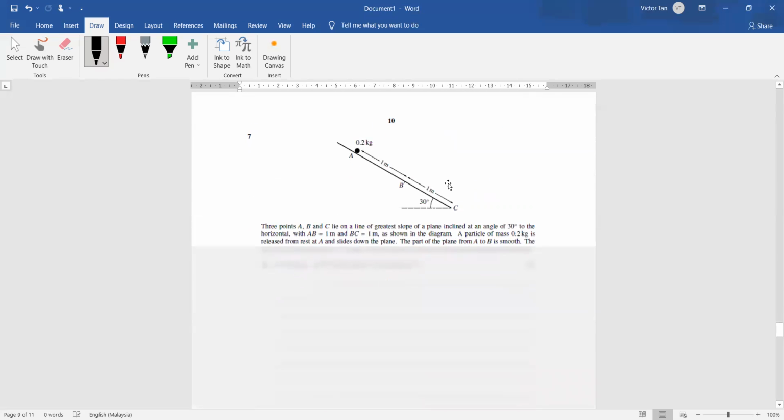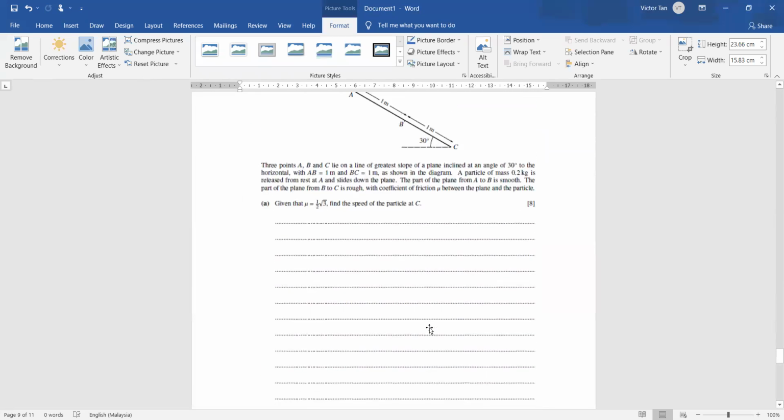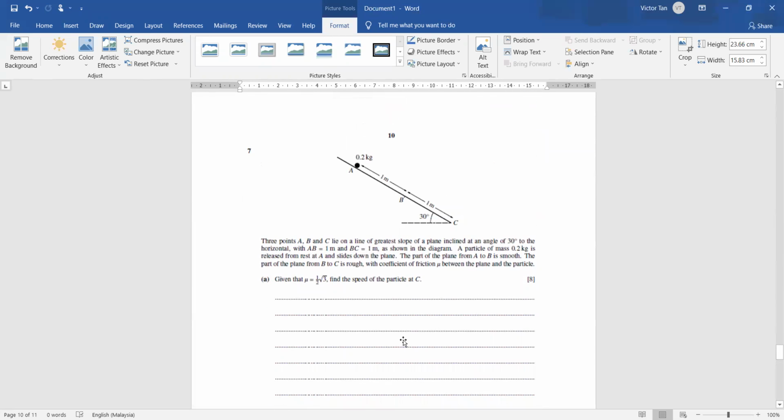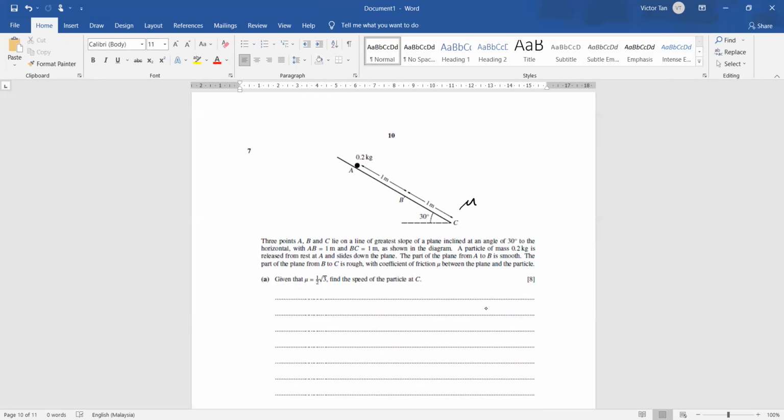Last question. Three points A, B, and C lie on the line of greatest slope of a plane inclined at an angle 30 degrees to the horizontal, with AB 1 meter, BC 1 meter, as shown in the diagram. A particle of mass 0.2 kilogram is released from rest at A and slides down the plane. The part of the plane from A to B is smooth, and the part from B to C is rough with coefficient of friction mu between the plane and the particle. Given that mu is half root 3, find the speed of the particle at C.